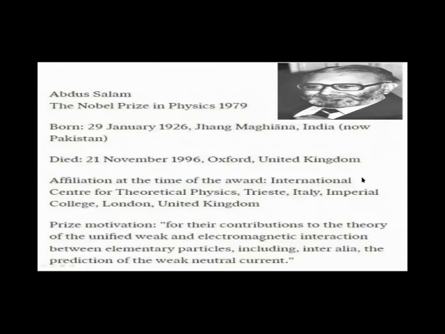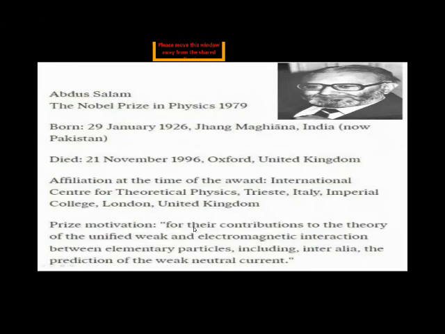The affiliation at the time of the award: International Center for Theoretical Physics, Trieste, Italy, and Imperial College, London, United Kingdom. From where did they get their Nobel Prize? Their contribution was the theory of the unified weak and electromagnetic interaction between elementary particles. So this is the main factor where they worked and got the Nobel Prize.